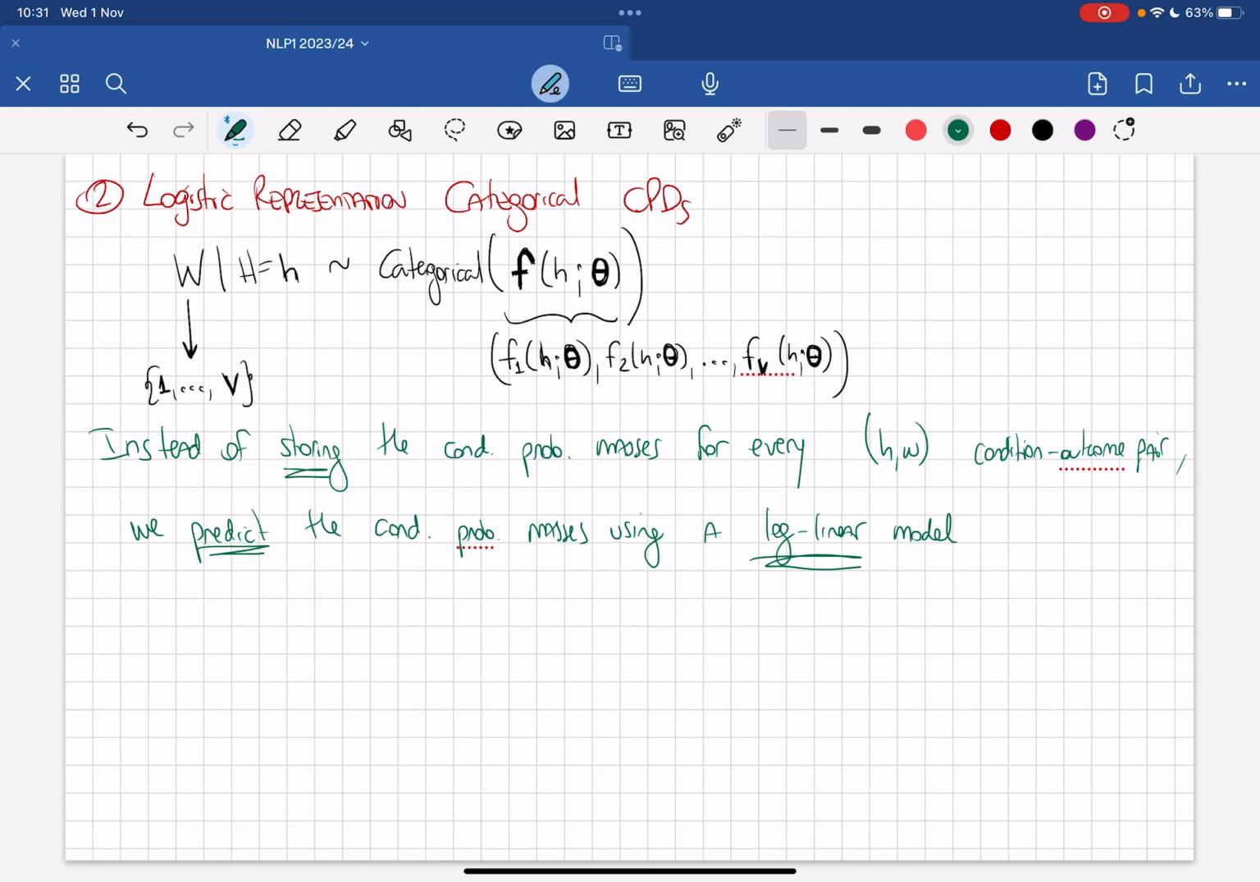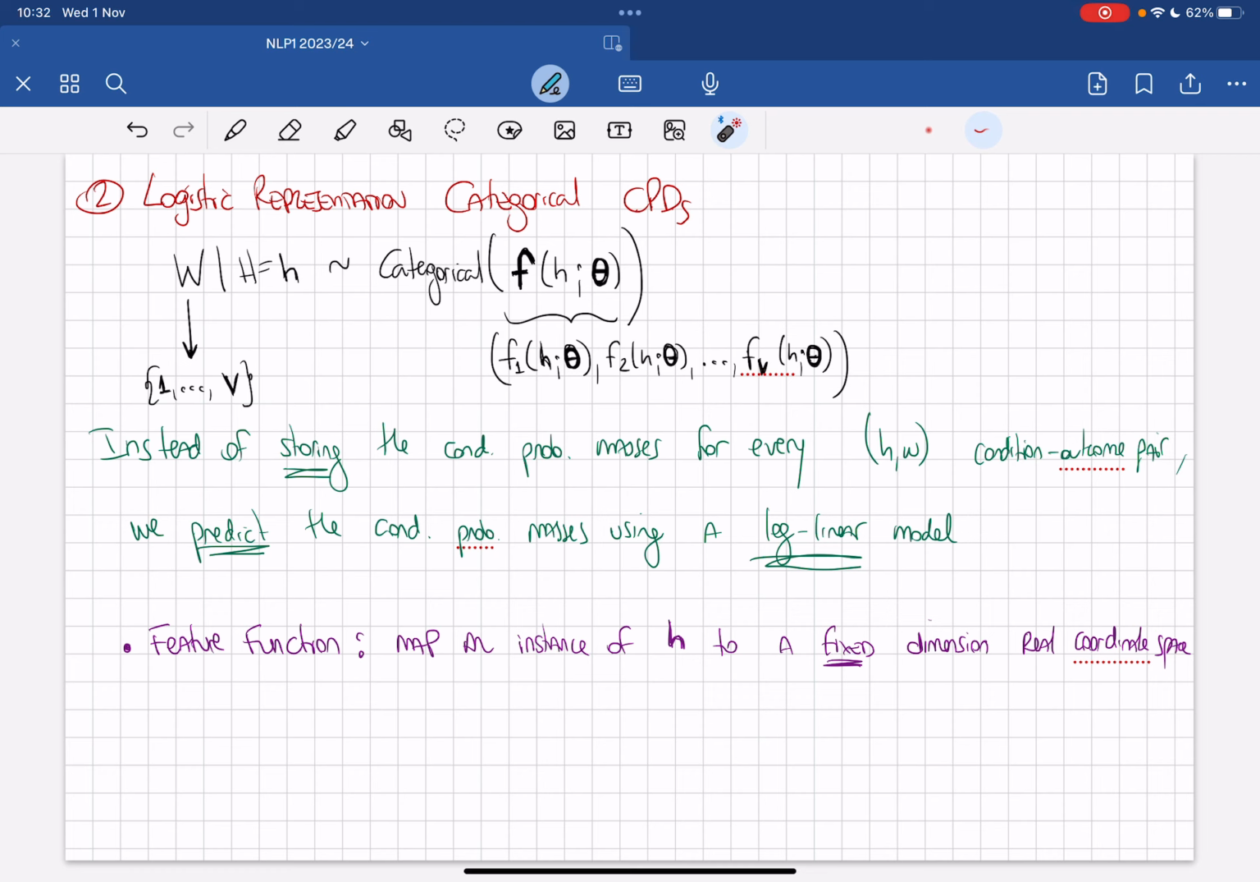So how do we do that? Well, first of all, we need to introduce some machinery. We're going to need to introduce a notion, and that notion is called a feature function. The feature function will do something very important for us. It will map an instance of the conditioning variable to a fixed d-dimensional real coordinate space. So it will map from the set of any possible histories in this case to the d-dimensional real coordinate space.